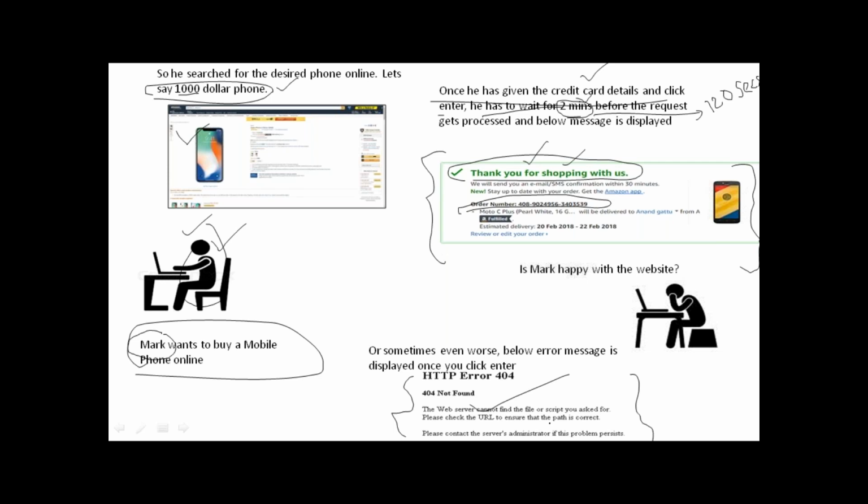That's even worse now. Should he book it again, or is it already booked? The money may already be debited from the credit card. With all that confusion, he will say he will never visit this website again. So if the performance of the application is bad, the customers are not happy, and this is the reason why performance testing is done.